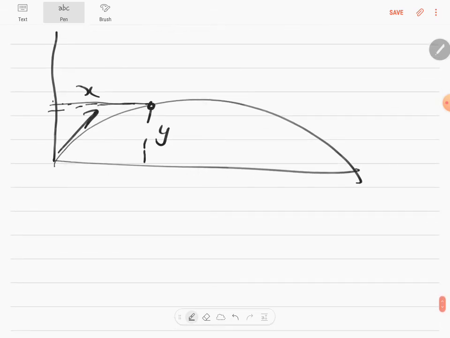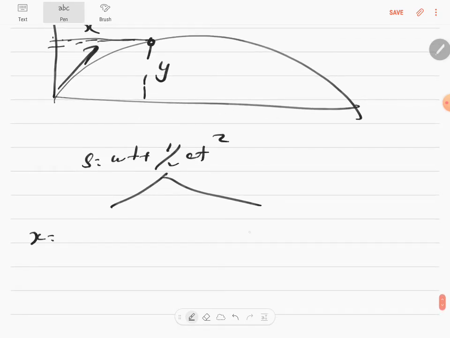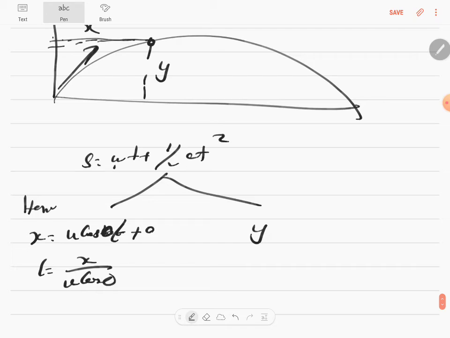Again, you're going to use the formula s is equal to ut plus half at square and break it down as x and y. X is equal to, or y is equal to. When I take x is equal to, it's horizontal, and u will become u cos theta into t. There's no gravity, plus 0. In horizontal, there's no gravity. Thus, t is equal to x by u cos theta. Let's do y is equal to u sin theta into t minus half g t square.